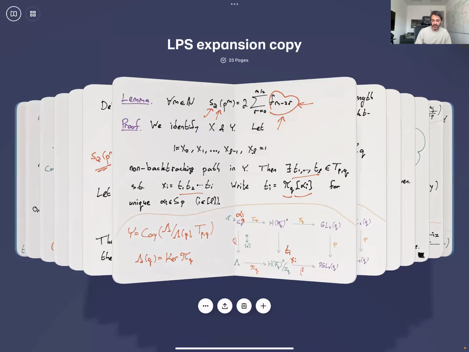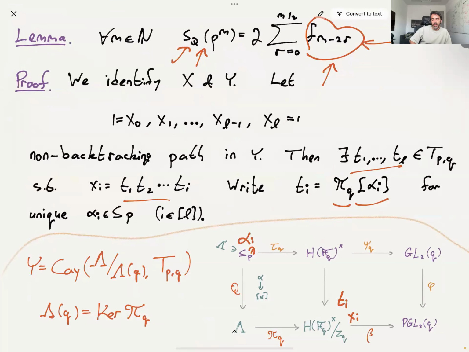It's quite technical. So again, what we just proved is that the combinatorial side that we had, which was equal to something spectral, can be written algebraically in terms of quaternions.